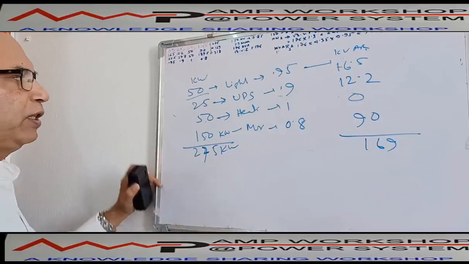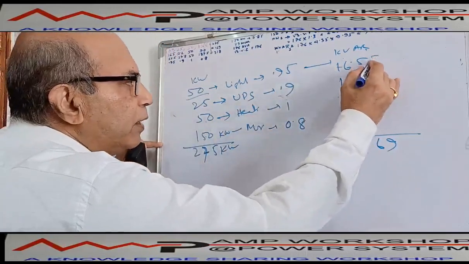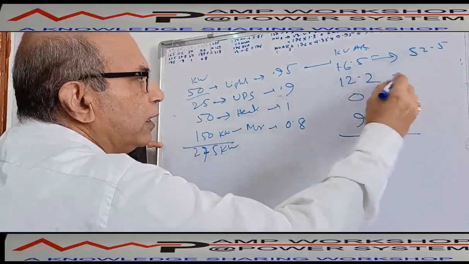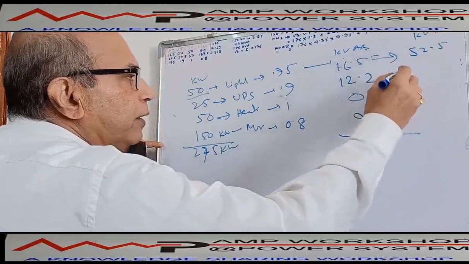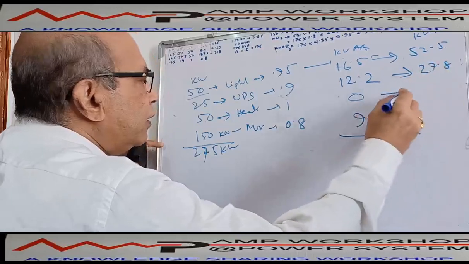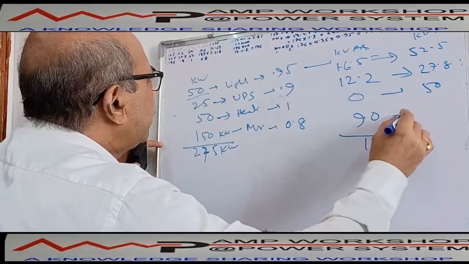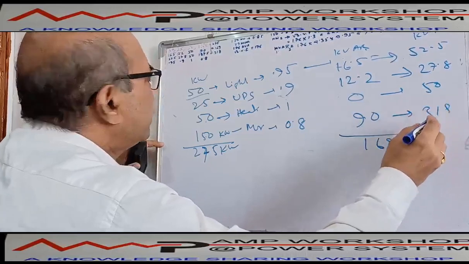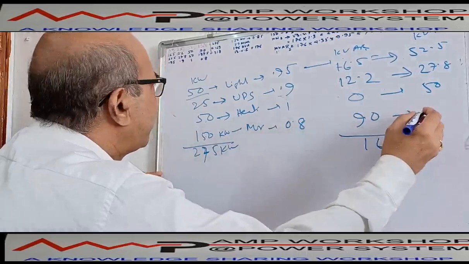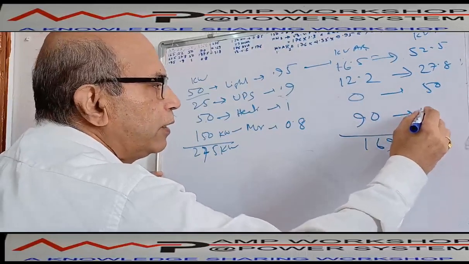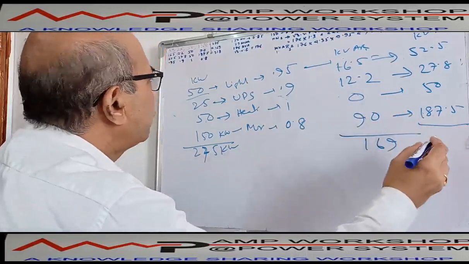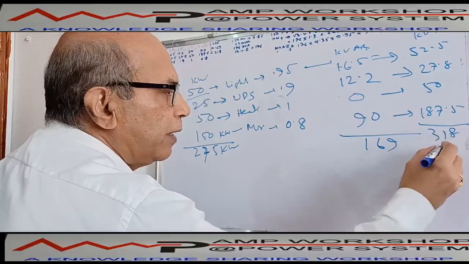Now if you see the kVA, the apparent power: the kVA of the first load is 52.5, this one is 27.8, this is 50 kVA. The 150 kilowatt motor running on 0.8 power factor gives 187.5 kVA. So the total kVA, if you calculate, comes to 318 kVA.